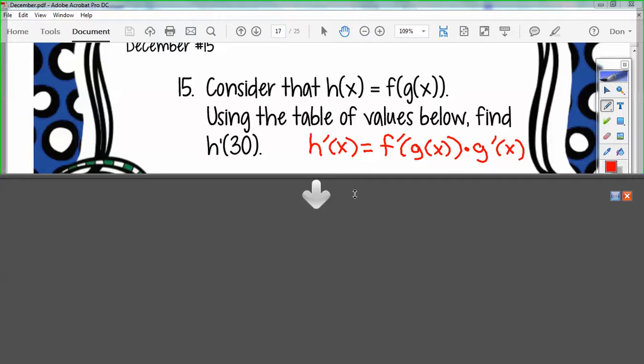So if you're stuck at all, the hint I would give you is before you can find h prime of 30, you need h prime of x, right? Before you can find h prime of 30, you need h prime of x, right?